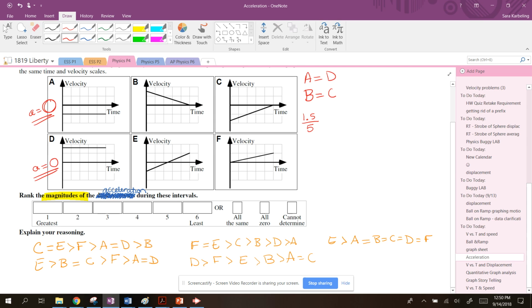Help me out with E and F. You gotta see which one's greater. Let's see which one's greater. So F has a rise of 1 over 5. So this one is 1 over 5. And this one is what?